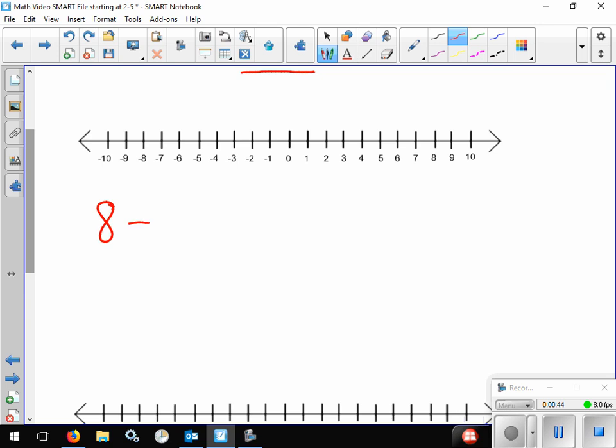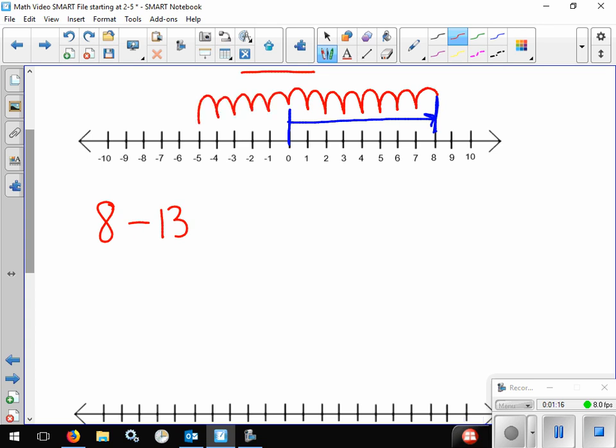Let me just start with an example to help explain. So if I have 8 minus 13. I like to use the number line as an example. We go to 0. Start at 0. And we're going to go all the way to 8. But now we're going to subtract 13. So 1, 2, 3, 4, 5, 6, 7, 8, 9, 10, 11, 12, 13. Okay, so I'm going to get a negative 5.